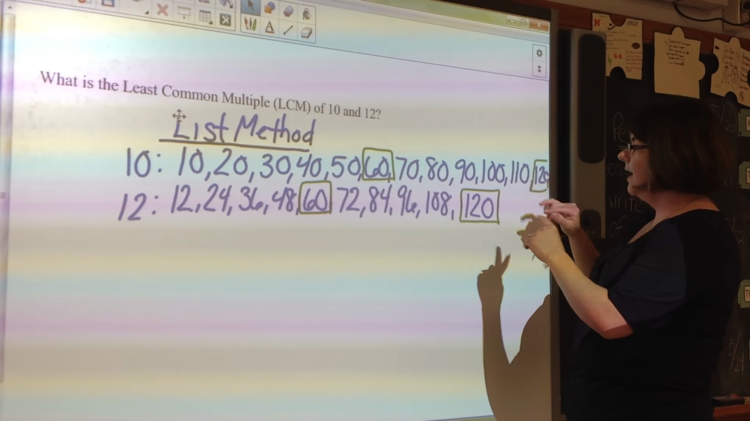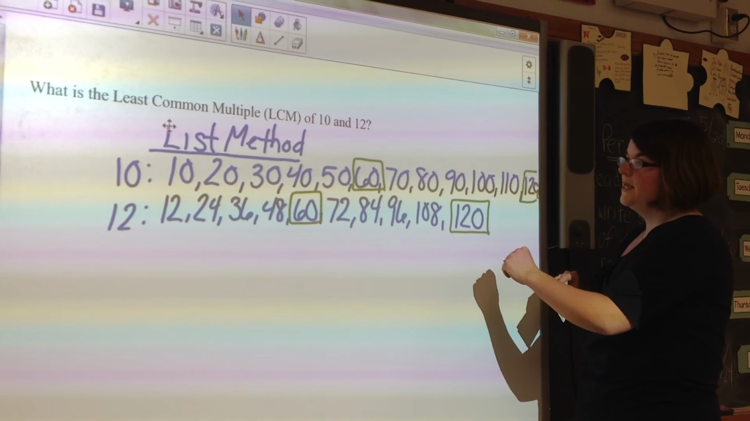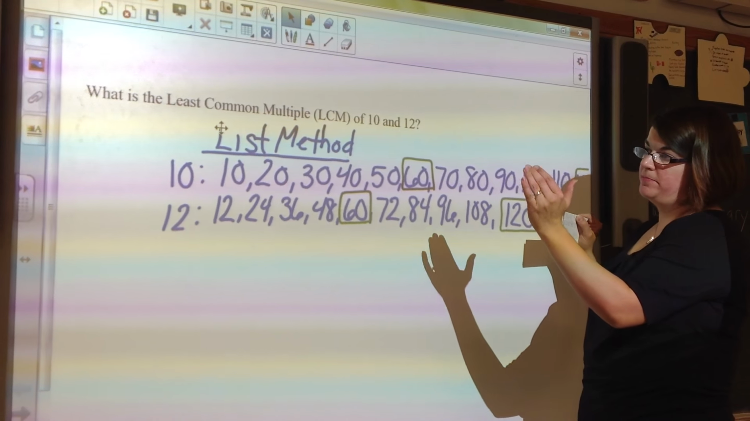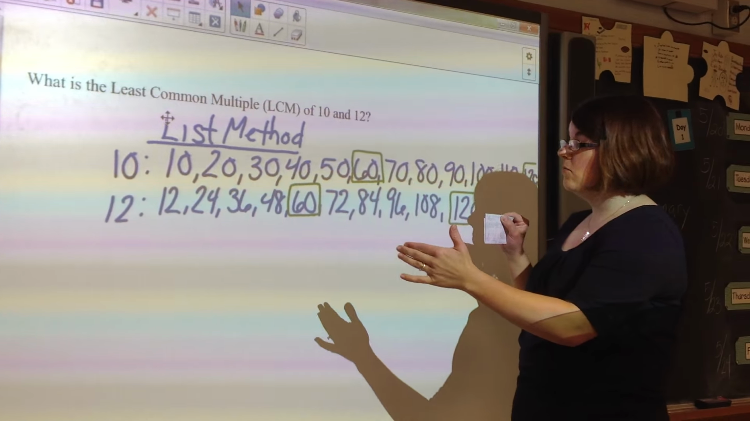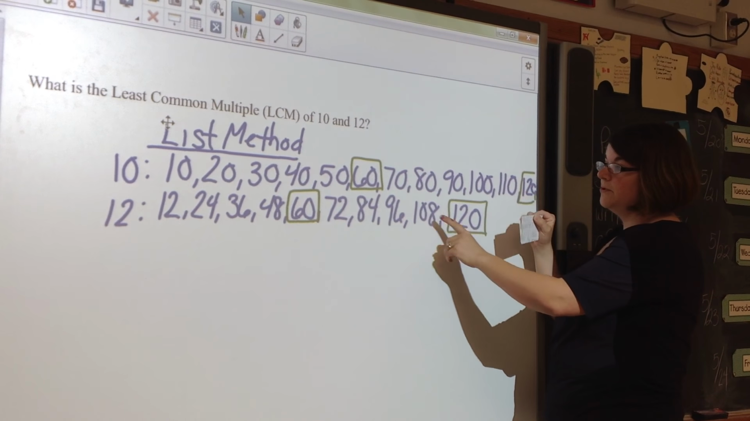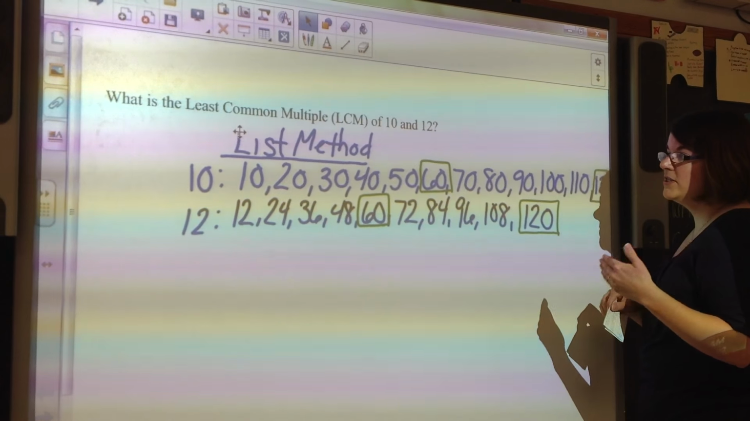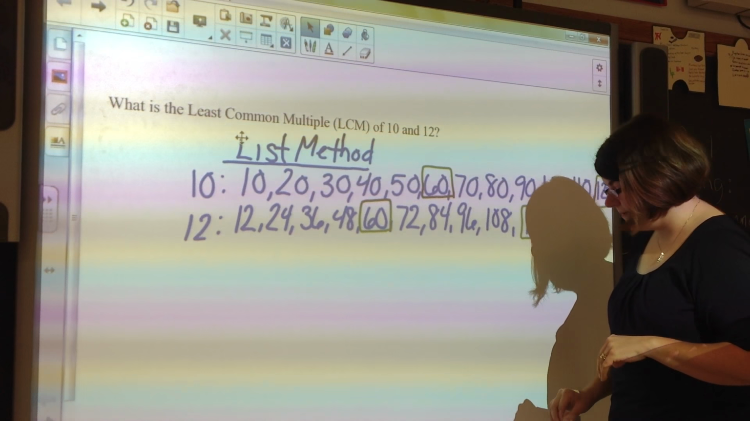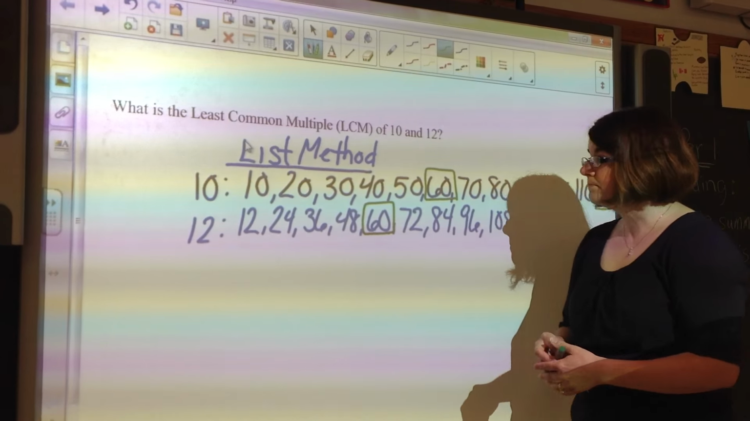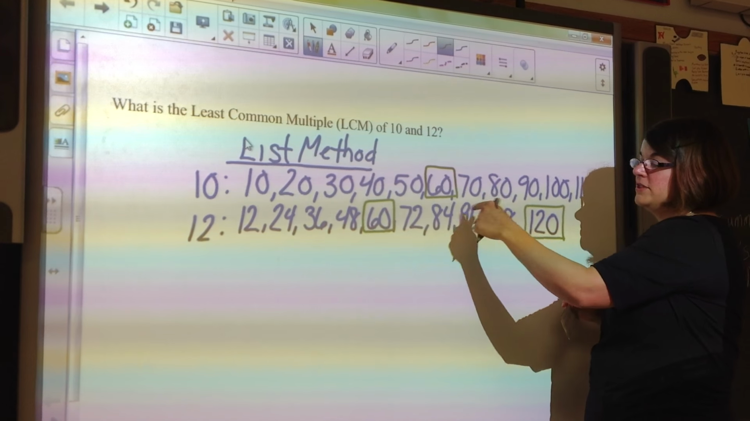Now, we have two common multiples. We have 120, and a lot of students will just multiply 10 and 12 together and get 120, which is a common multiple. But if you look here, 60 is the least common multiple. It's the lowest multiple that both numbers have in common. Now, this is the list method where you list the multiples.